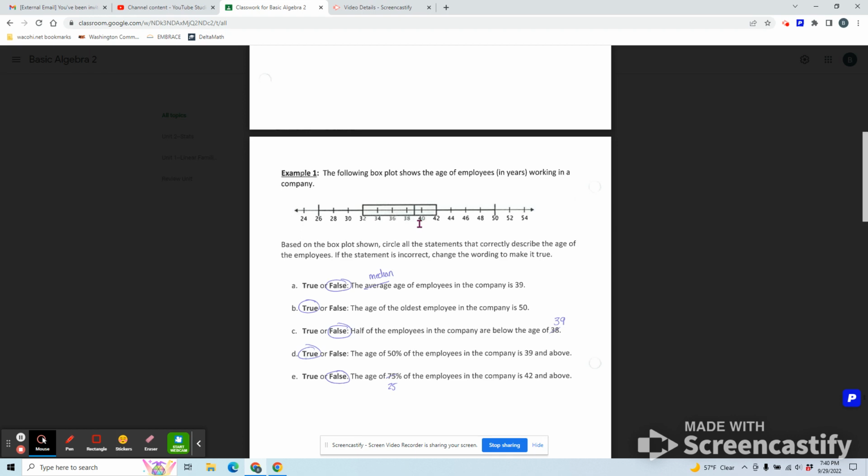The age of the oldest employee is 50. So oldest, I would look for my maximum. In this case, it is 50. So that's true.